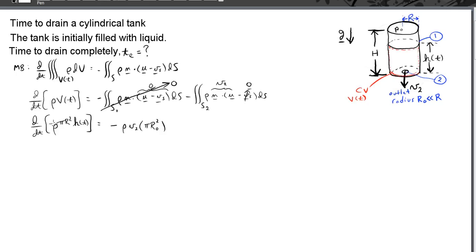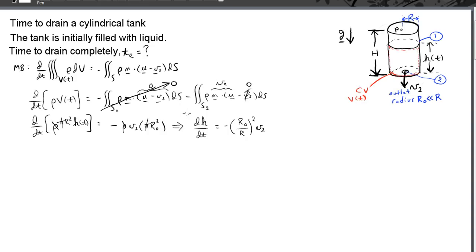So we look at this, we can divide by rho. We can also divide by pi. And we find that our mass balance simplifies to dH/dt is equal to minus (R0/R) squared times velocity V2. And so that's the first important result we have.